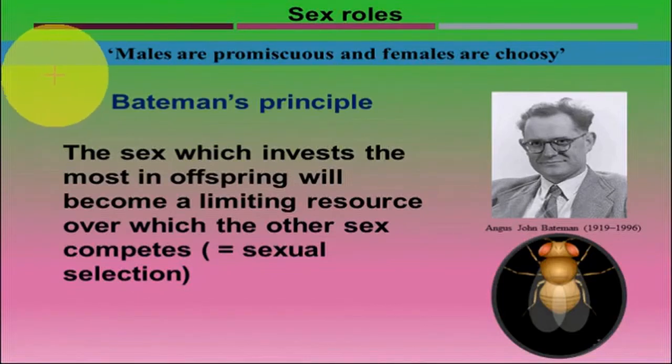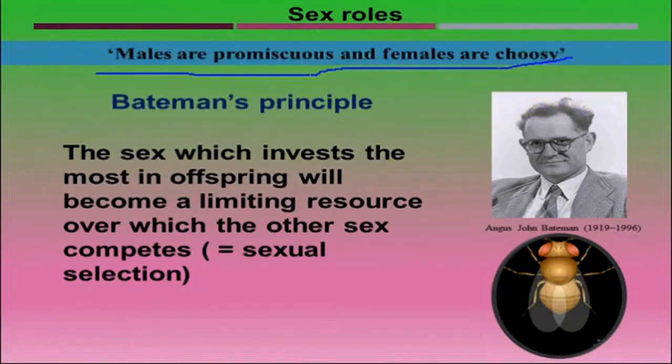The general rule of Bateman's principle is that males are promiscuous and females are choosy. There he said that the sex which invests the most in offspring will become a limiting resource over which the other sex competes. So if you consider male and female, these two sexes, and the female invests most in offspring, this becomes a limiting resource over which the other sex competes.